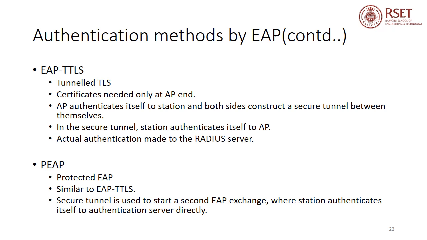And the last method is the PEAP method, or protected EAP method. It is similar to the previous method, that is the TTLS based method. Here the secure tunnel is used to start a second EAP exchange where a station authenticates itself to the authentication server also. In the TTLS method, the stations were authenticating themselves to the AP, and in this method the stations will authenticate themselves to the authentication server.